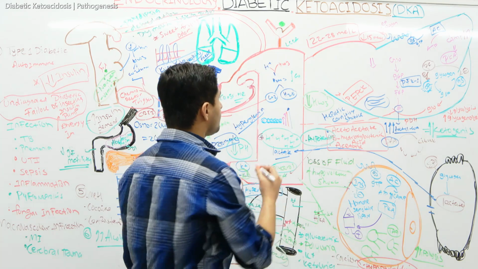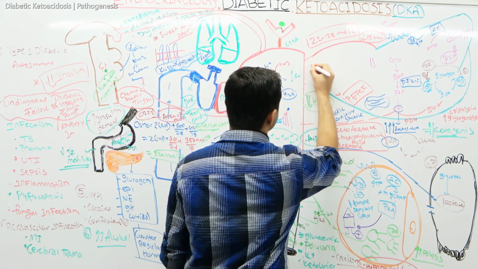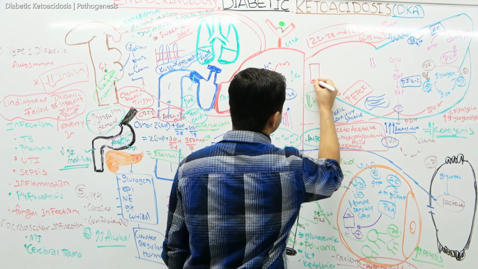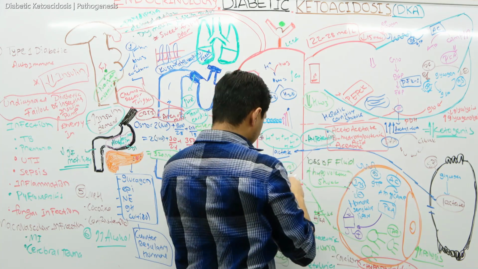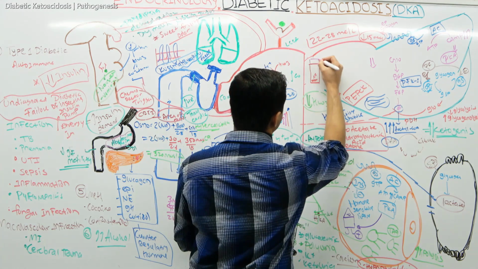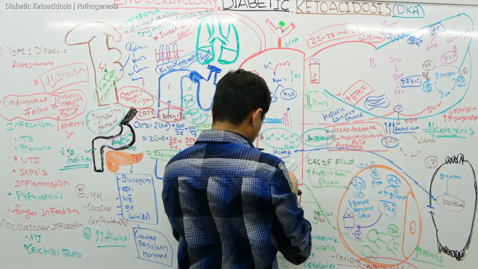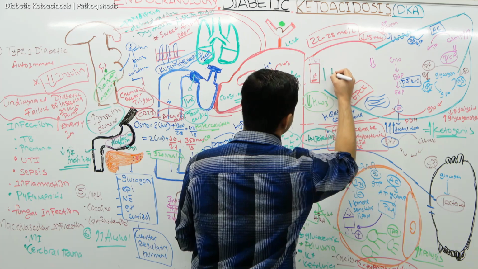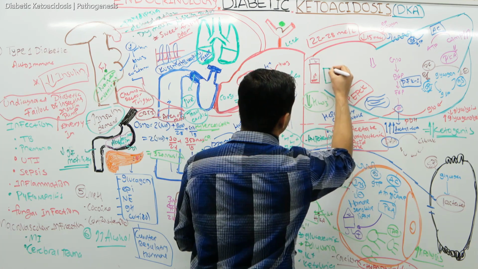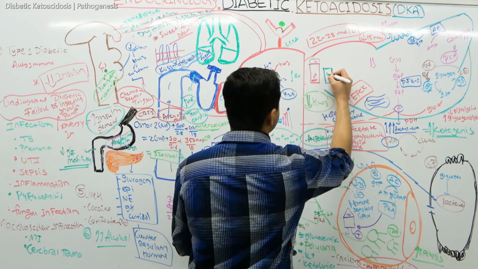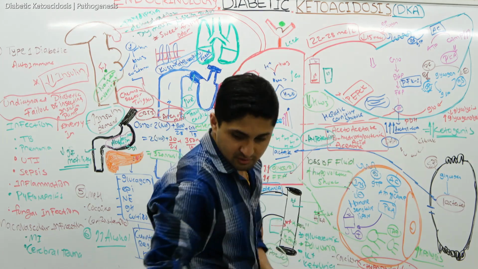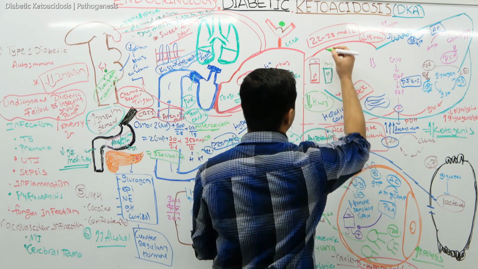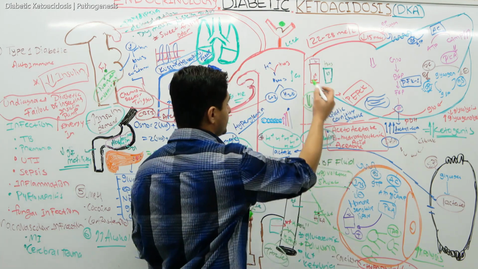So let's say this is my sodium, and this is my potassium. And this is my anions, which is chloride, and the other one is your bicarb. There are others too, like phosphate, but anyways, usually there's a balance of these.